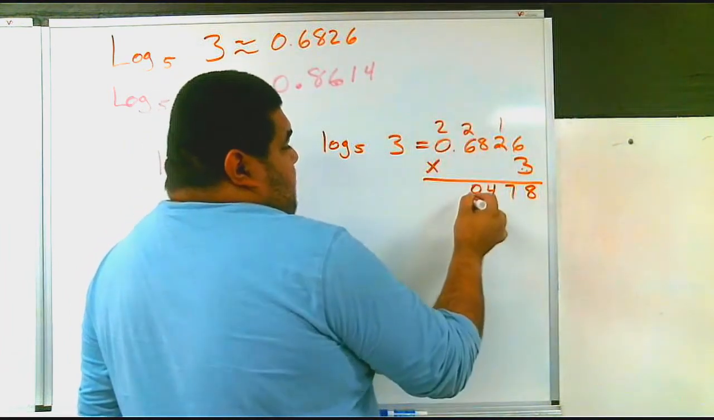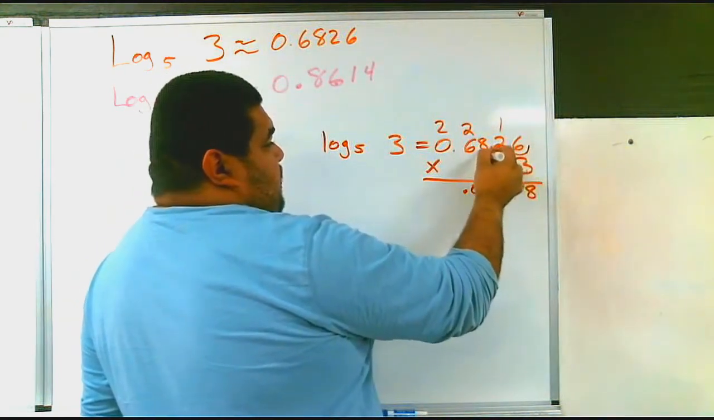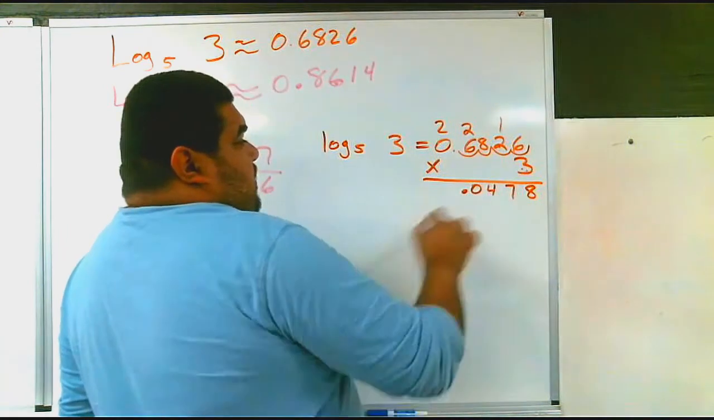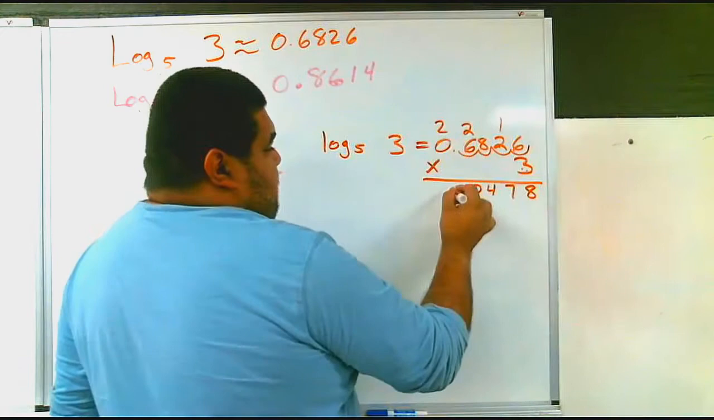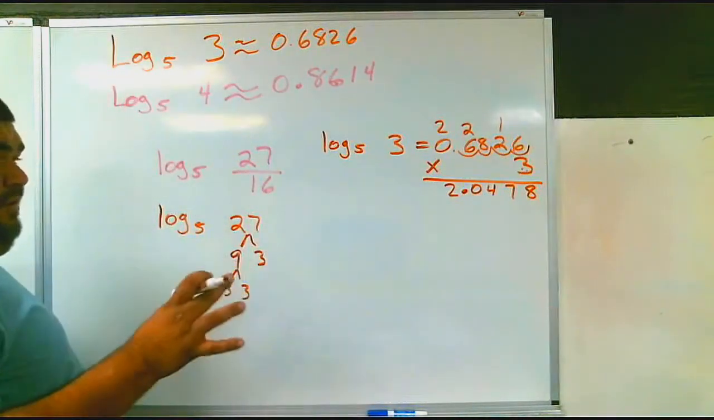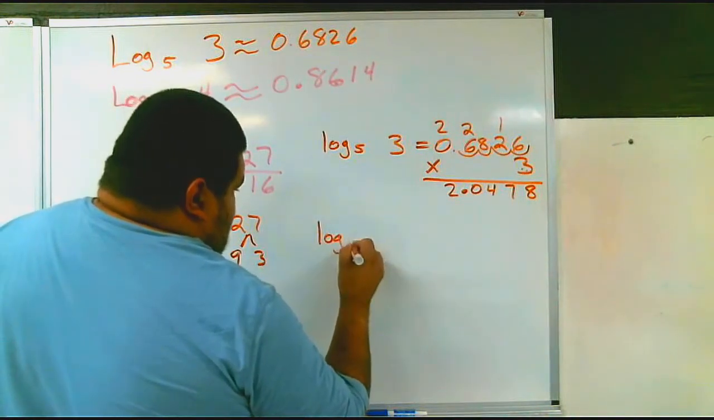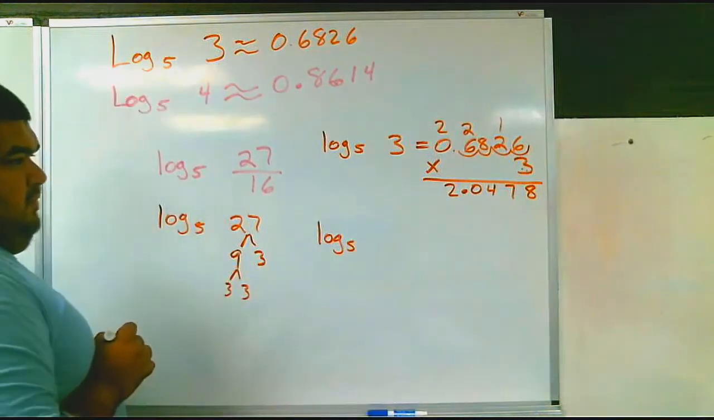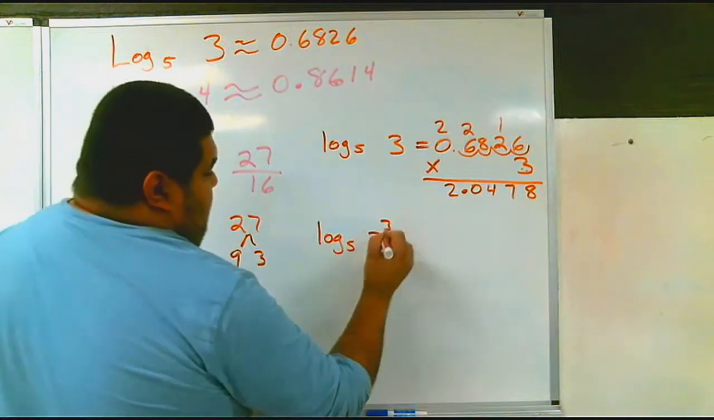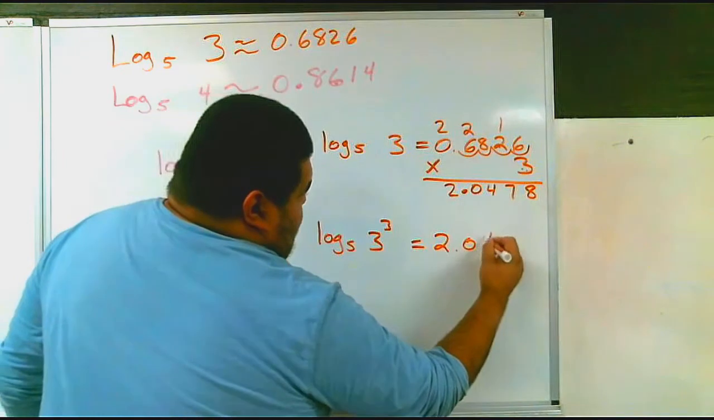We bring up our 2. We have our decimal. Because remember, we have 1, 2, 3, 4 places. So 1, 2, 3, 4. We have 3 times 0 is 0. Plus 2, it's 2. Okay? So our first part is log of 5, okay, 3 to the third, because that's what we did, which becomes 2.0478.